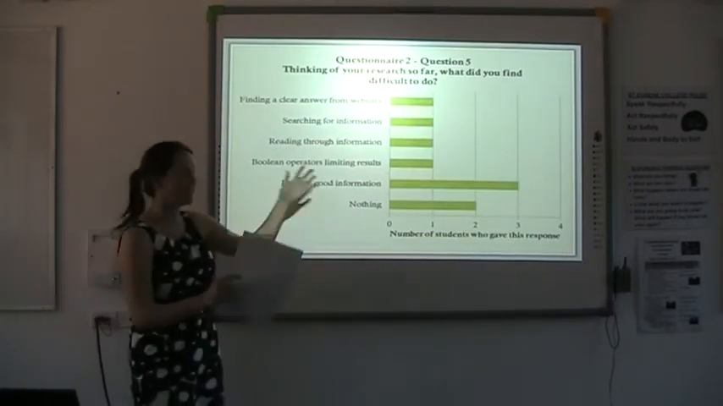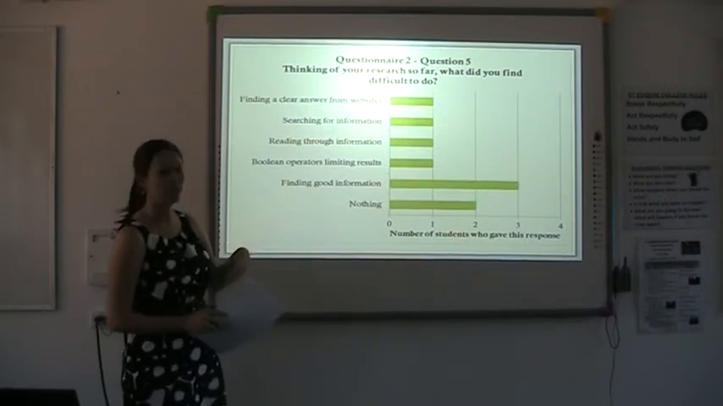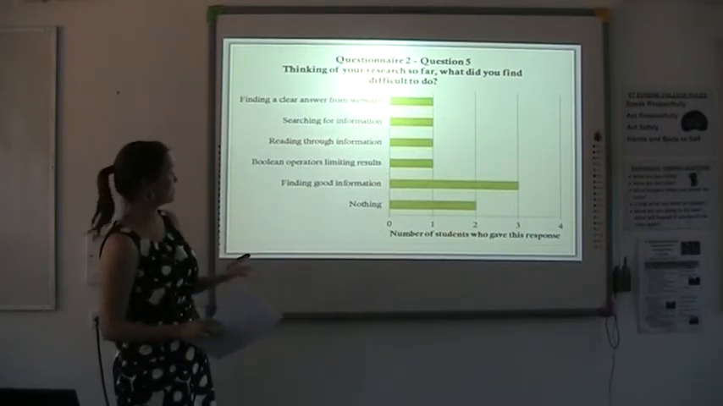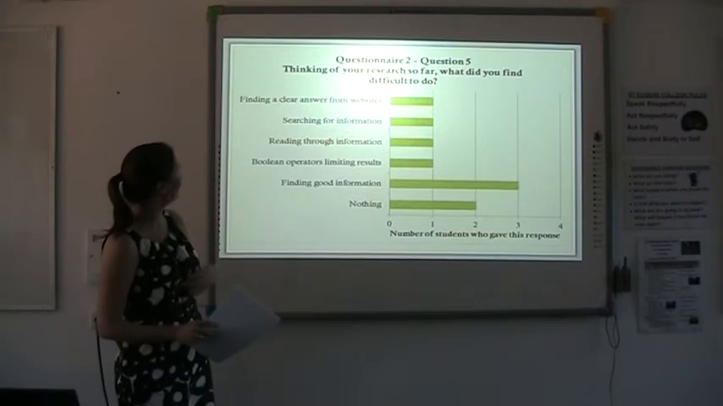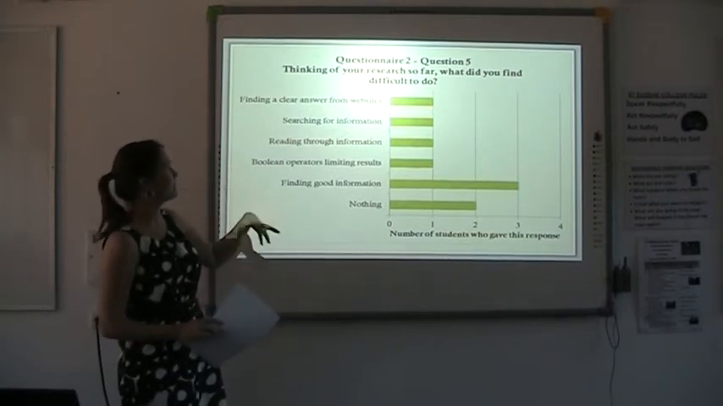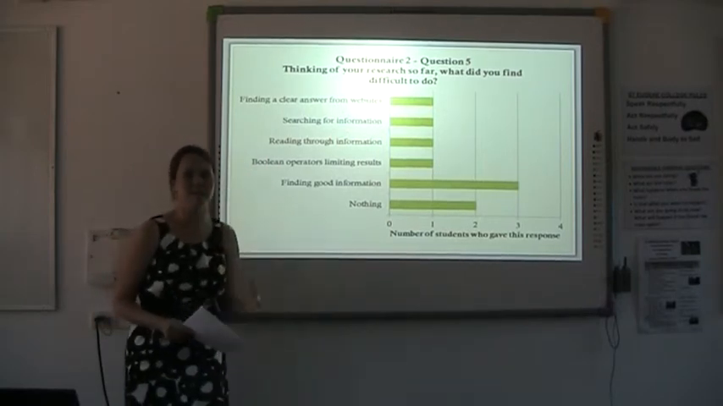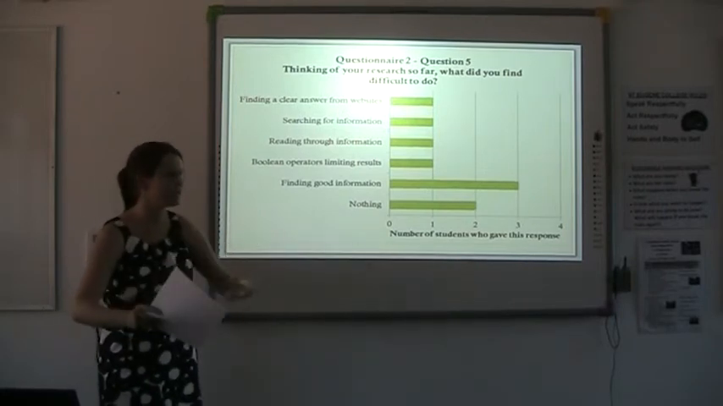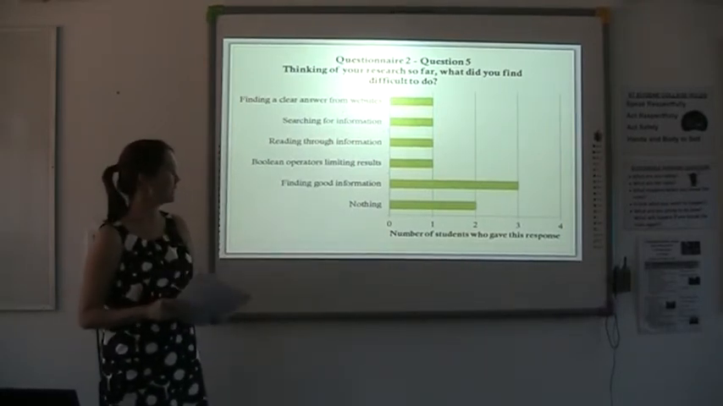Once again, relating back to that first data, still finding good information was the thing that they found the most difficult to do. Finding a clear answer for websites, searching. So that's the aspect that they really find difficulty with, is that process of searching and gathering really clear answers to their task.